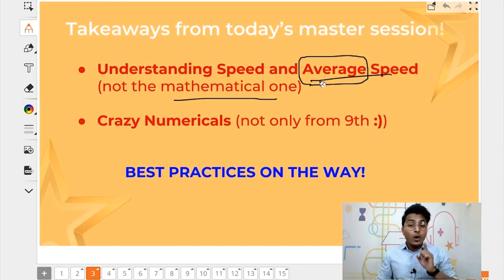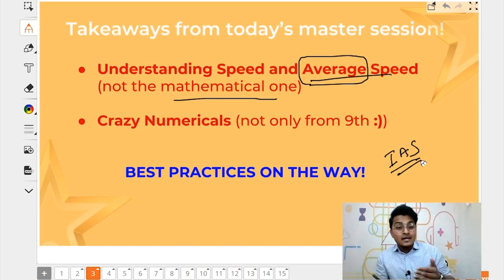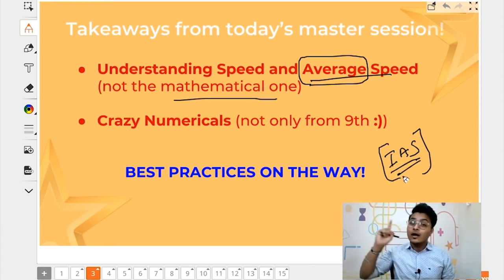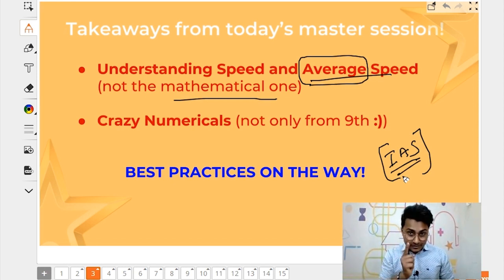One more thing, why this topic is very important is because this concept comes even in your IAS examinations. How many of you have heard about IAS examinations? How many of you aspire to become a civil servant, where you become an IAS? Someone of you? Many of you? Good job. So if you are, then please make sure that you are well aware of this concept of average speed, because the same 9th standard question comes in IAS. So if you are solving these questions today, you might have a chance to crack that.